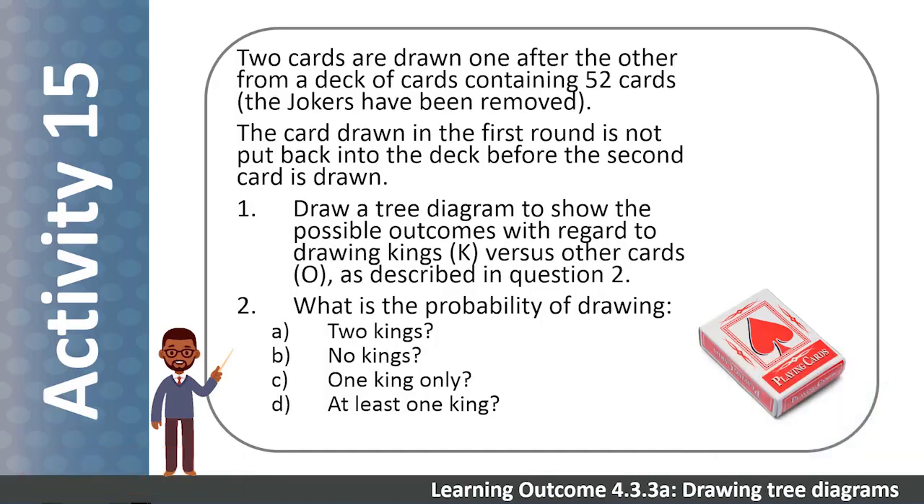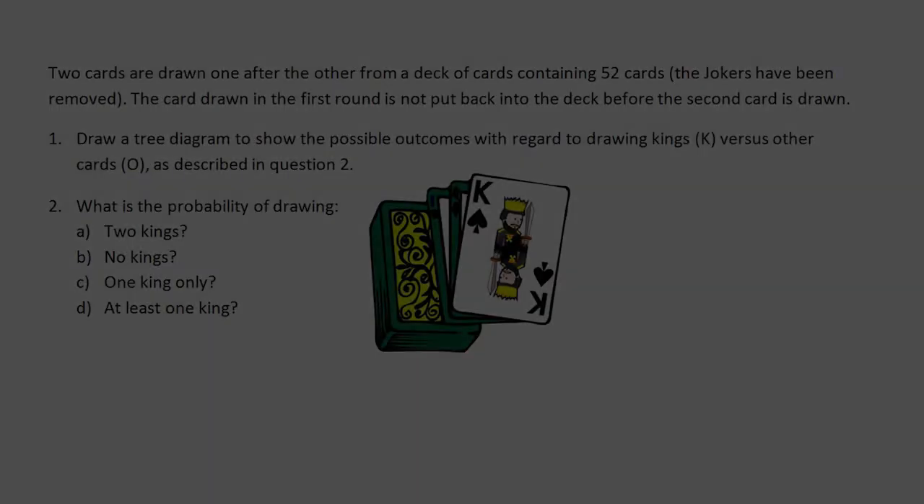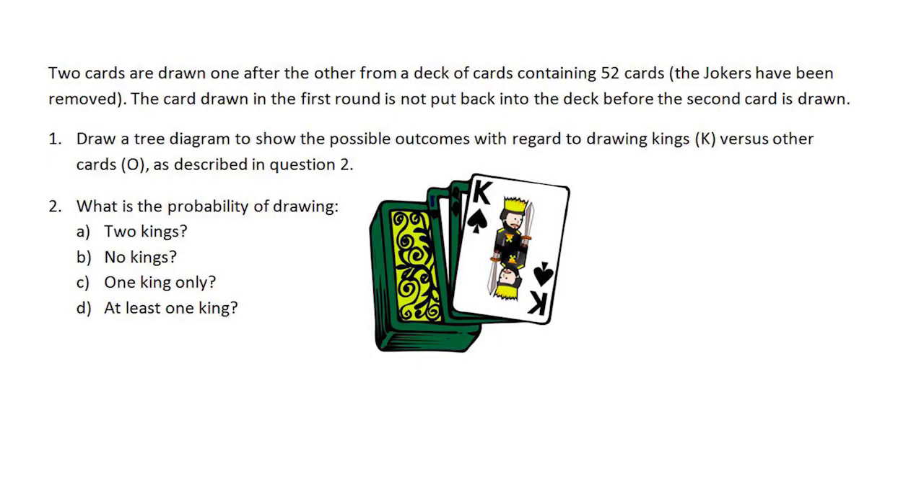Let's take a look at the solution to this activity. Let us look at the following question. 2 cards are drawn one after the other from a deck of cards containing 52 cards. The jokers from the deck have been removed. The card drawn in the first round is not put back into the deck before the second card is drawn.